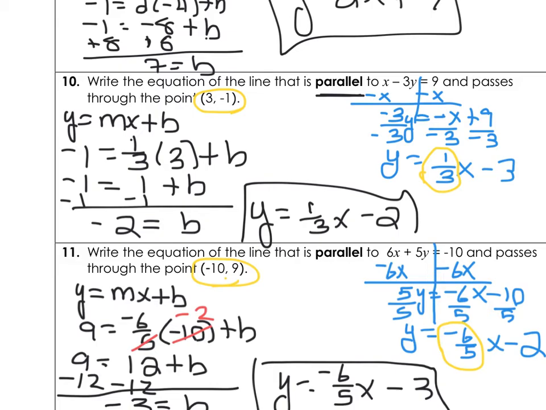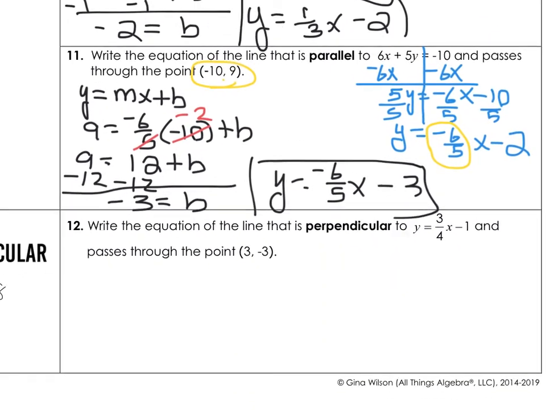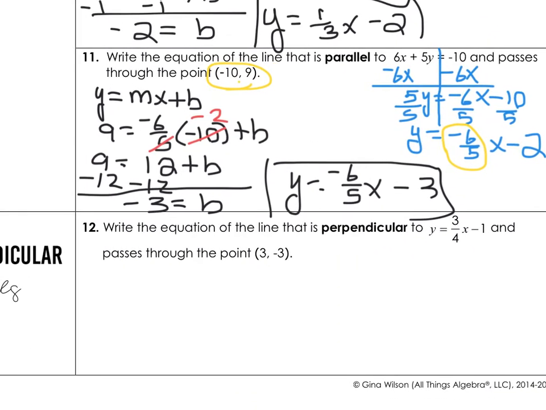All right, so let's talk about number 12 now. And the only difference here is you have to pay attention to what it wants. This time it wants it to be perpendicular. So that means we need to use the perpendicular slope. So if this is the slope, the perpendicular slope would be, change its sign, so make it negative and flip it. So I'm going to use this point and that slope, and let's go.